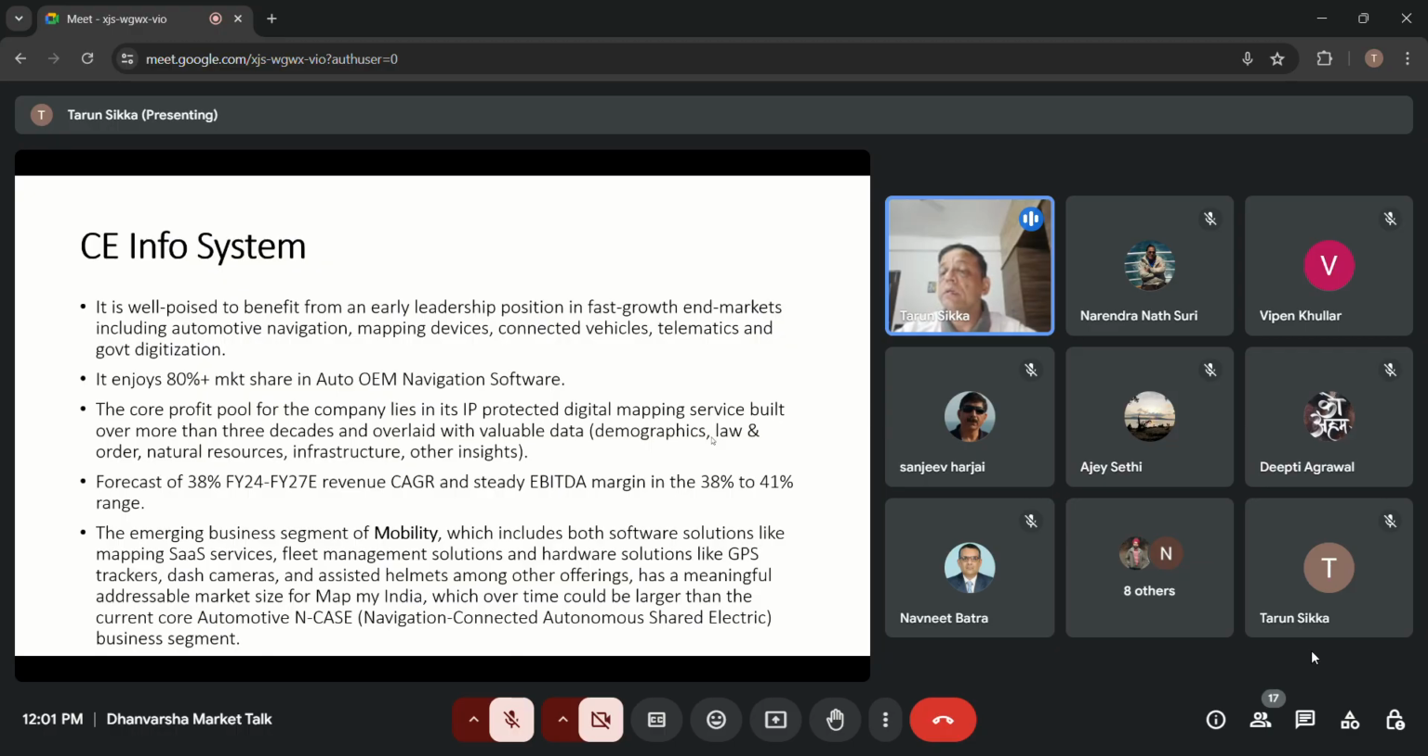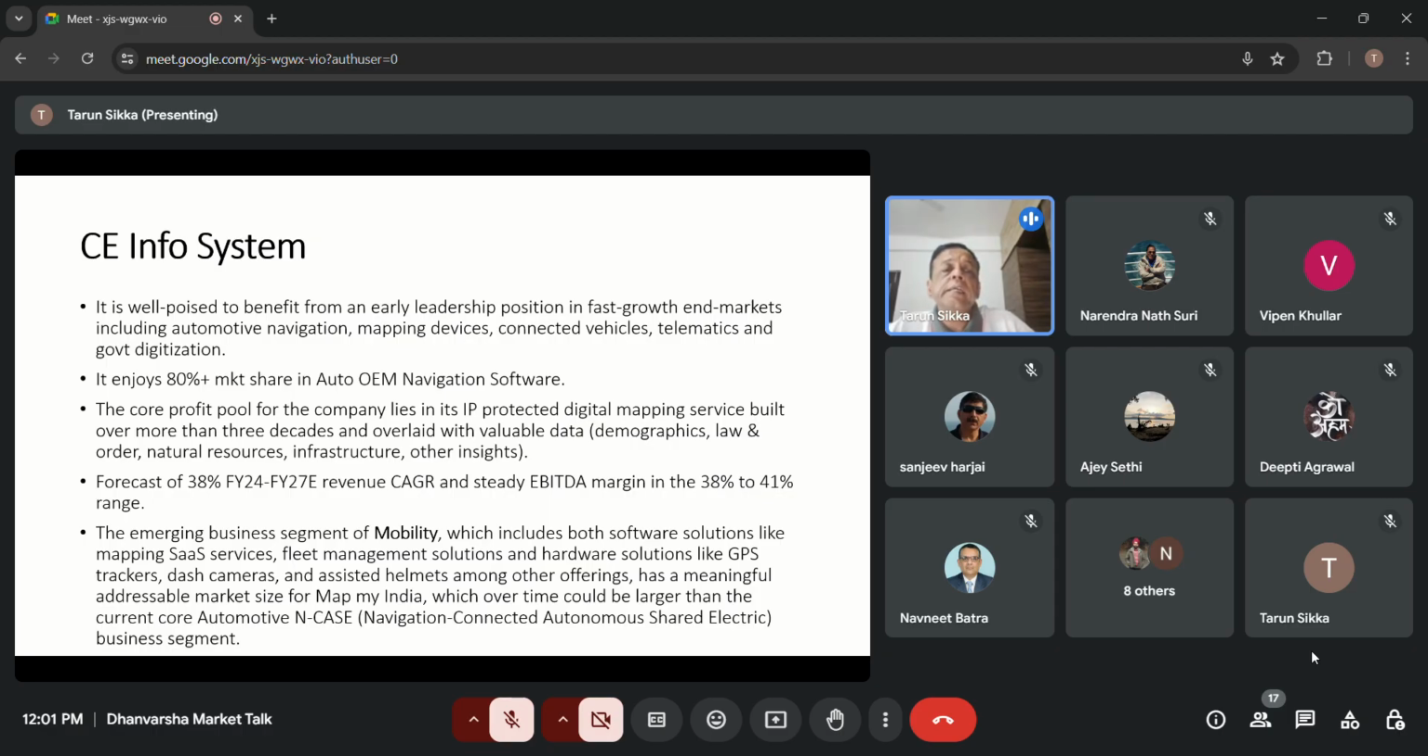Now I'll cover a few stocks today. These are all pretty interesting stocks, and they're likely to do well. First is C Infosystem. It is well poised to benefit from an early leadership position in fast growth end markets, including automotive navigation, mapping devices, connected vehicles, telematics, and government digitization. What people think is that C Infosystem is primarily used by automobiles, which is incorrect. It is moving into other sectors also, which I'll show you later.